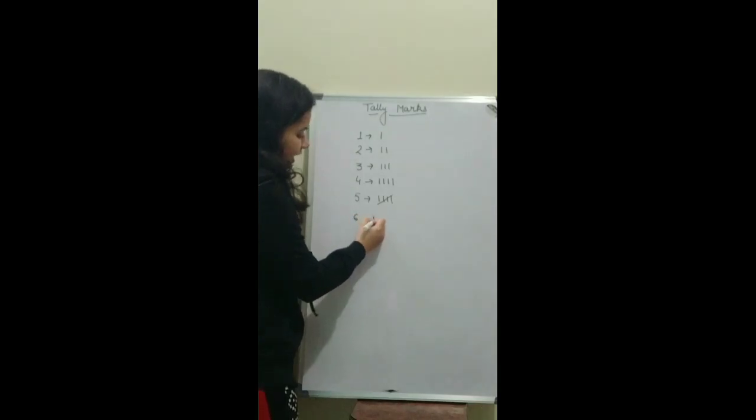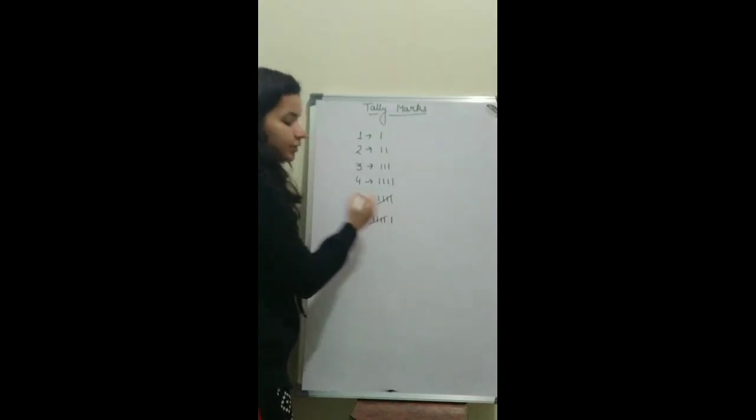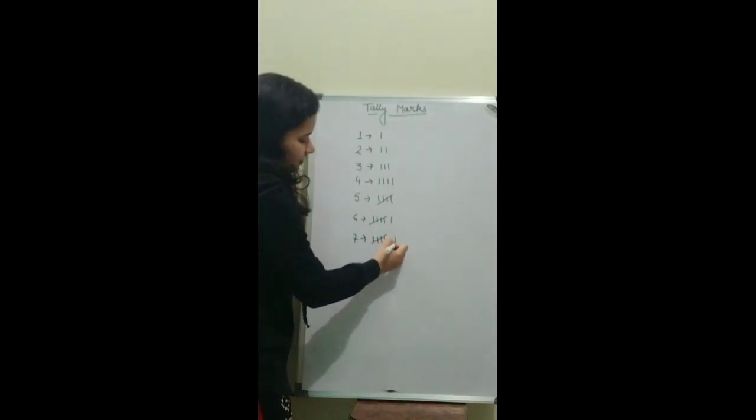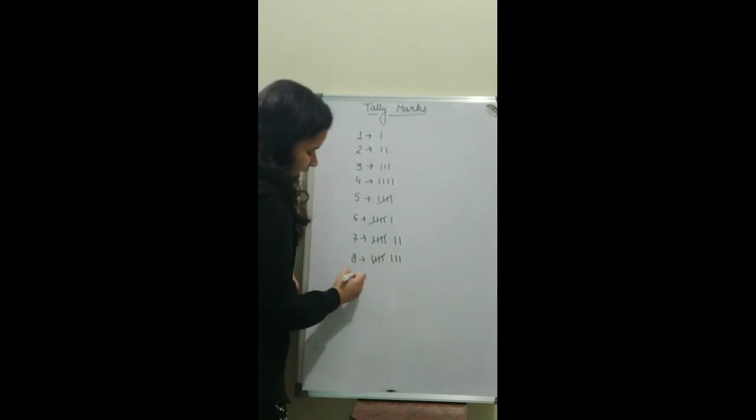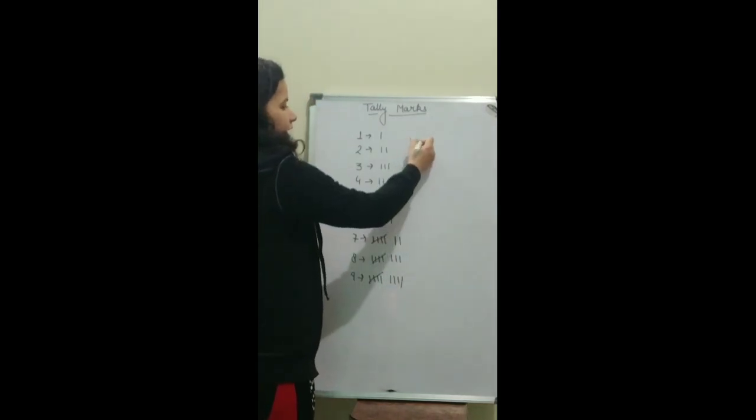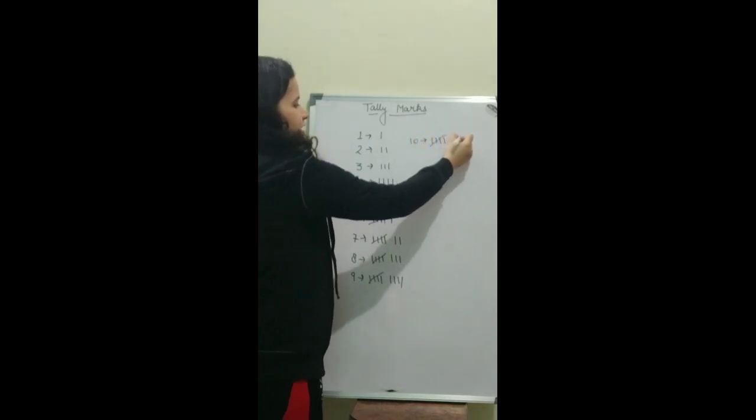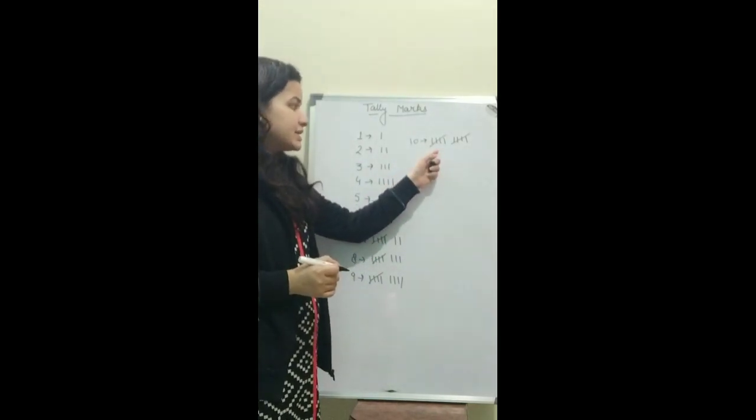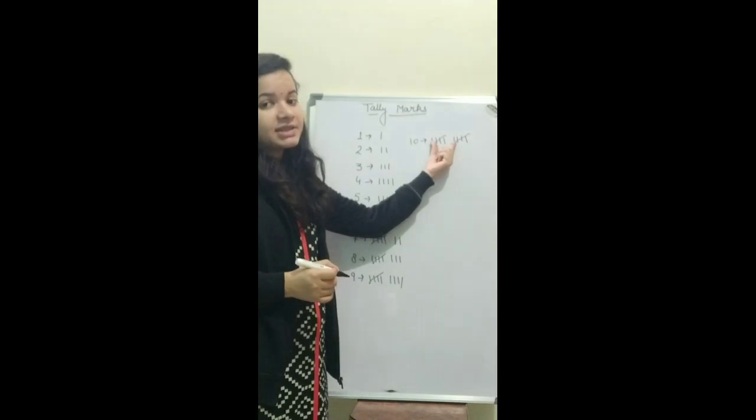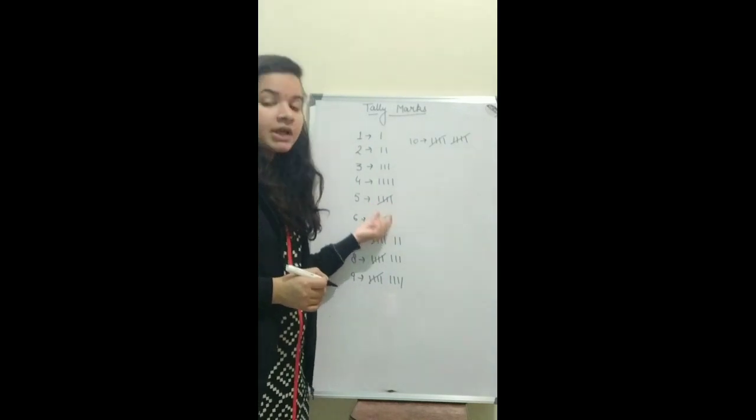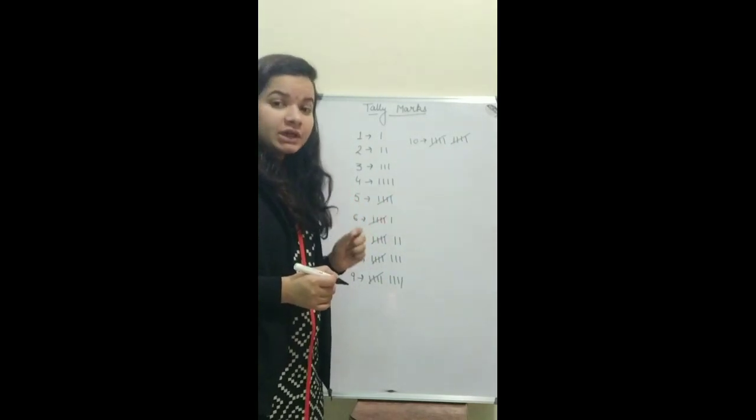Then for 6 we will write the group of 5 and 1. This is 6. For 7, the group of 5 and 2 more. Similarly for 8 we have 5 and 3 more. For 9 it will be 5 and 4 more, and for 10 it will be two groups of 5. So by writing 5 in this way, you can easily recognize that this is 10, 5 plus 5.